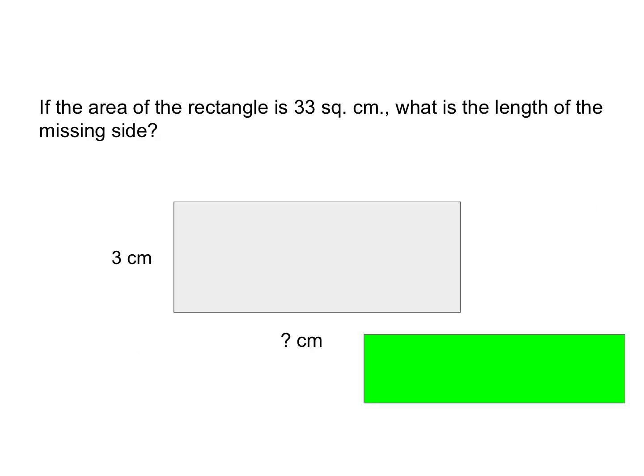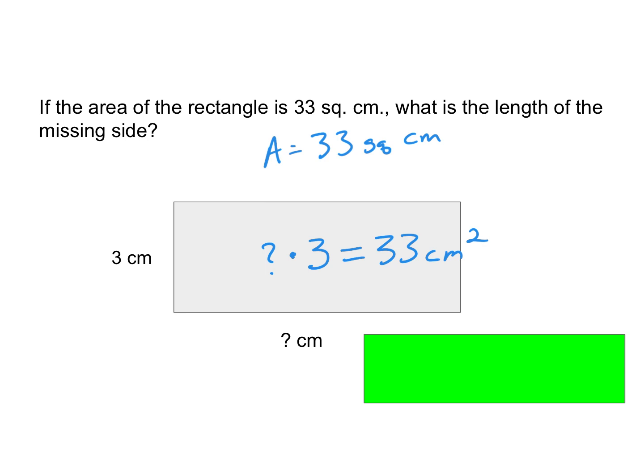Finding the area of a rectangle. So the area of this rectangle equals 33 square centimeters. Well, what does that mean? That means that our base, which we don't know, times our height, which is 3, equals 33 centimeters squared. So what measurement could go in here to fill in for the question mark?